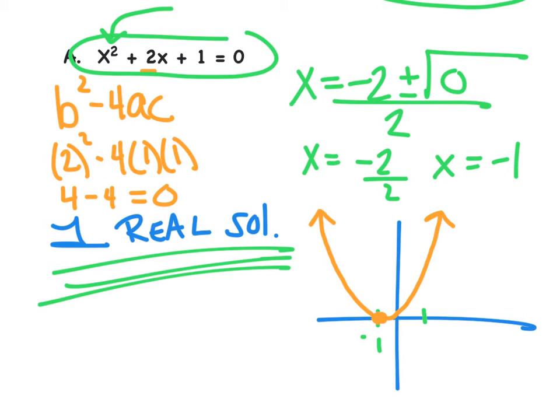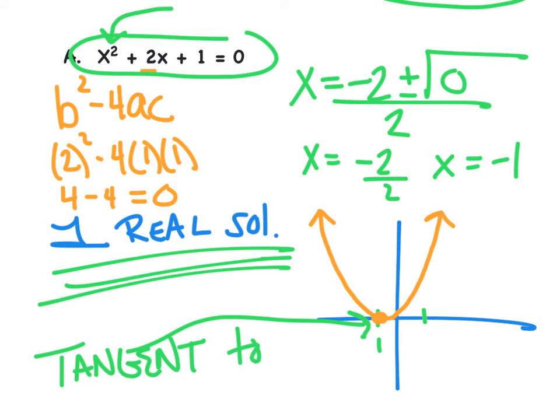I can only cross the x-axis once, and that's at -1. We refer to this graph when it sits on the x-axis. Let's make a note. This is called tangent to the x-axis. Do you remember talking about the word tangent line and secant line back in geometry? A tangent only touches once. So this is tangent to the x-axis. It only hits that x-axis once. So let's go ahead and label that word in our notebook. I'm sure you'll see it on a quiz.